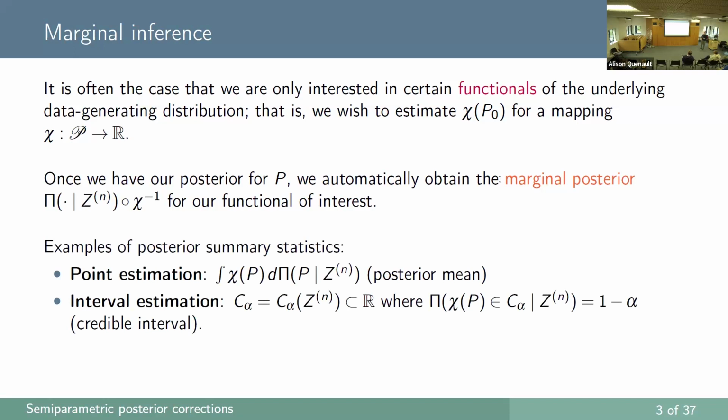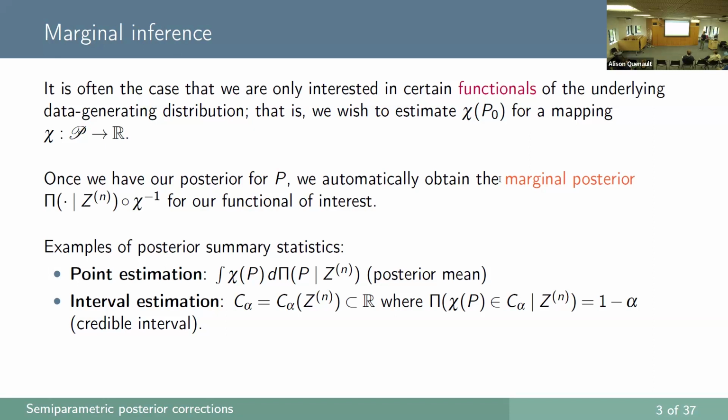And once we have this marginal posterior, we can use it to compute all kinds of statistics. So if we want to do point estimation, then the most common statistic is just the posterior mean. So we take the average of our summary over the posterior distribution for P. Of course, there are other things you can do, posterior median or posterior quantile, etc.